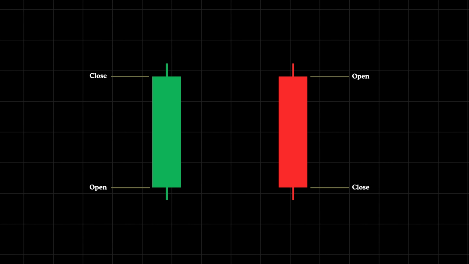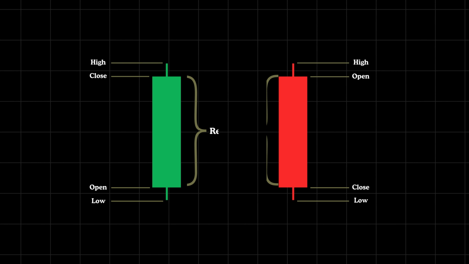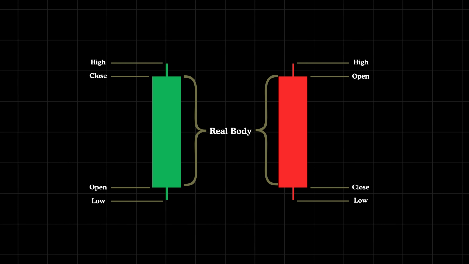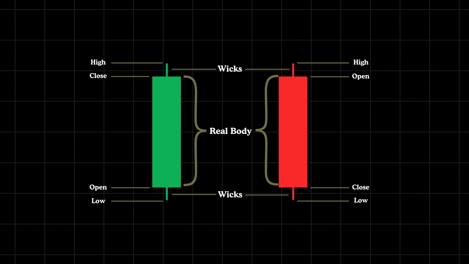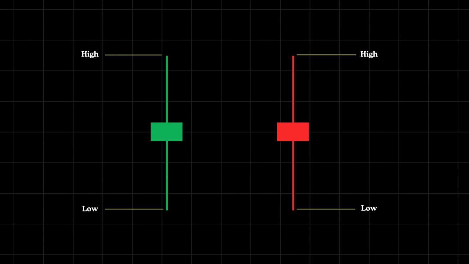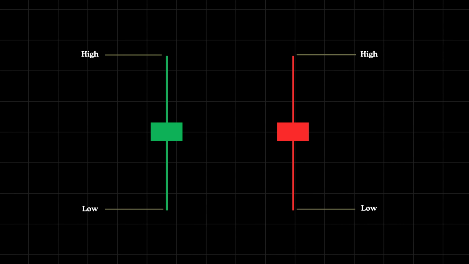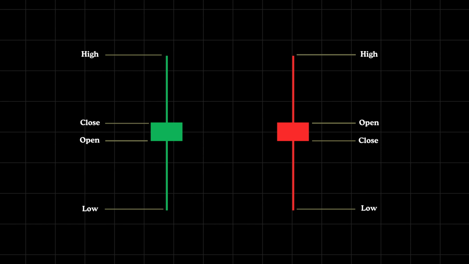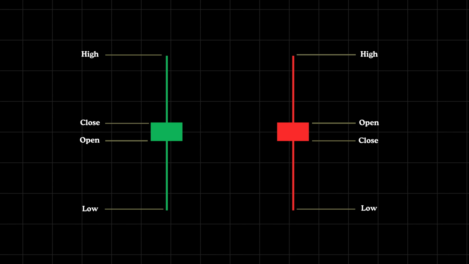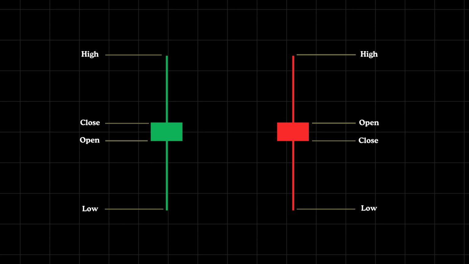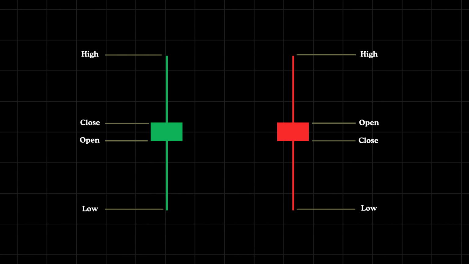Each candlestick displays 4 key data points, which are the open, the close, the high, and the low. The colored section of a candle is called the real body, while the upper and lower extensions are known as wicks. If the body of a candlestick is small, it indicates that the candle closed near the opening price level. In other words, we can say that after a certain period, the price remains at nearly the same point.